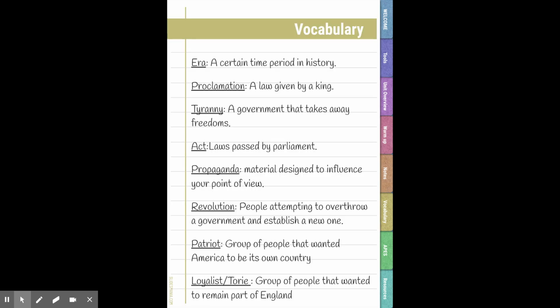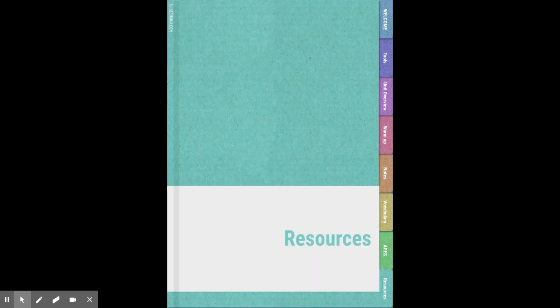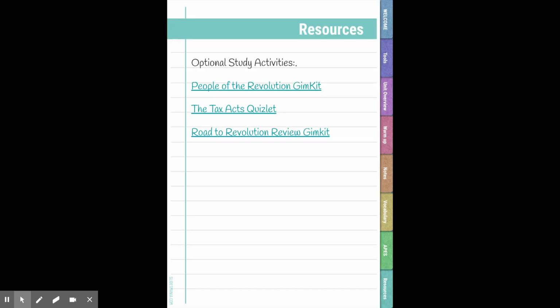We have a bunch of vocab terms. I'll go ahead and let you read all those. Era, proclamation, tyranny, acts, propaganda, revolution, patriots, loyalists / Tories. Unalienable rights, civil disobedience. Additional to that, there are resources. Please take the time to use these resources. This is what's going to help you be successful on your tests.